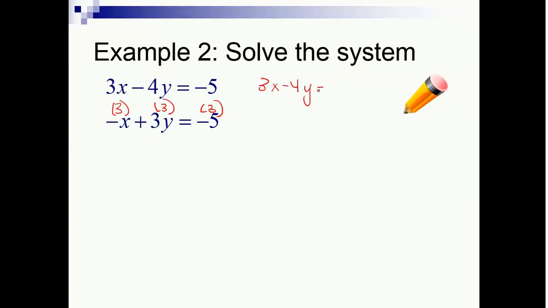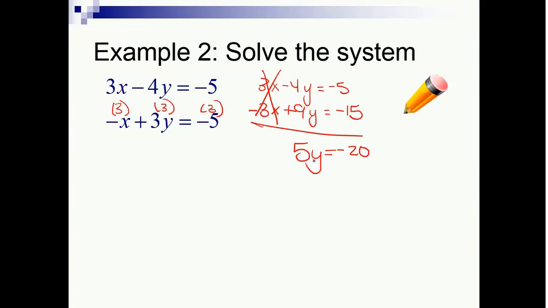So the top's going to stay alone. Let's multiply. So I get negative 3x plus 3 times 3, 9y. 3 times negative 5 is negative 15. Notice, my x's have now canceled out wonderfully. I am now going to have some easy solving. Negative 4y plus 9y is 5y. Negative 5 minus 15 is negative 20. Let's divide by 5 here. y equals negative 4.